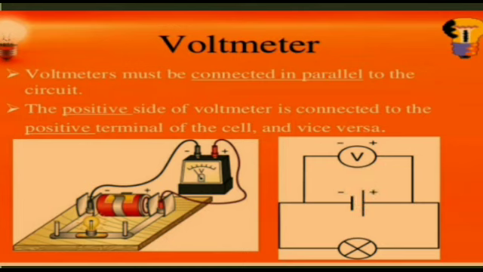So the ammeter measures the amount of current in a circuit, and the voltmeter measures the voltage.